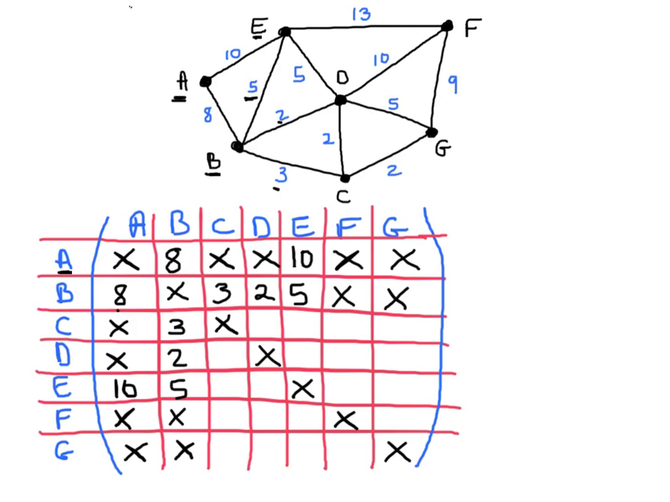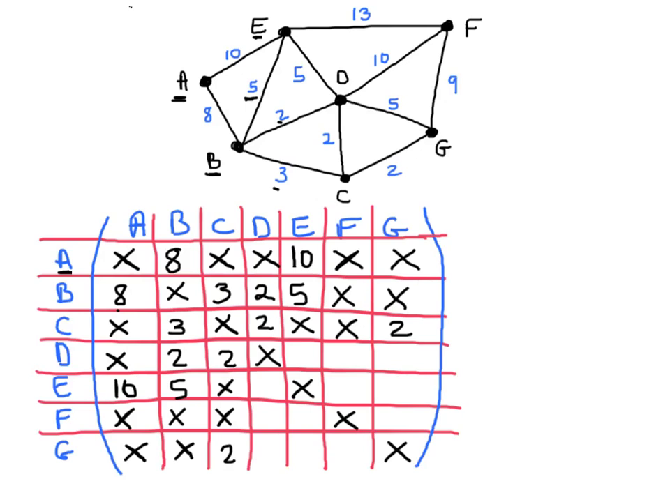C, I'll do one more. C is connected to D by a distance 2. C is connected to G by a distance 2. And they're the three connections. I already have the BC connection in. It's not connected to E and it's not connected to F. And again, I can duplicate that down: X, 3, X, 2, X, X, 2.